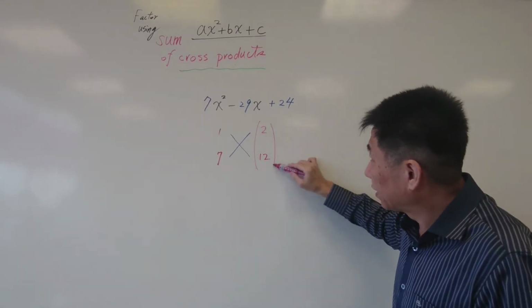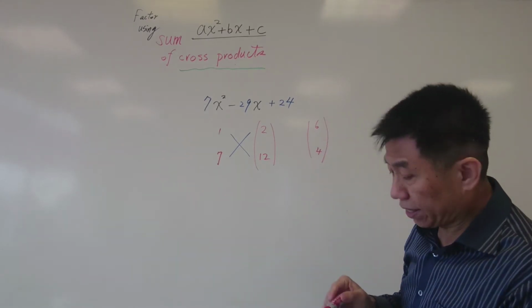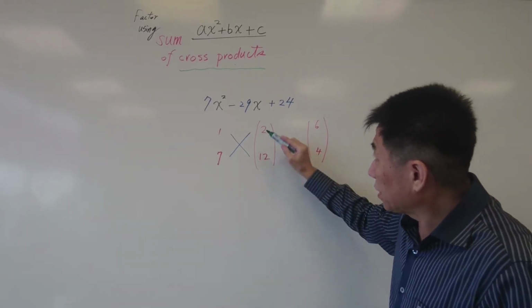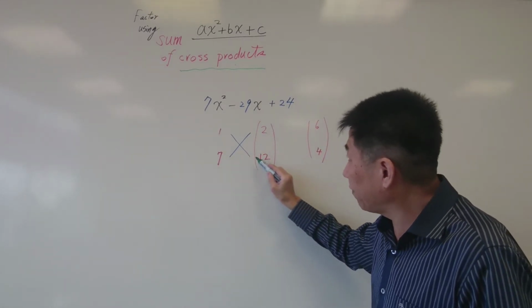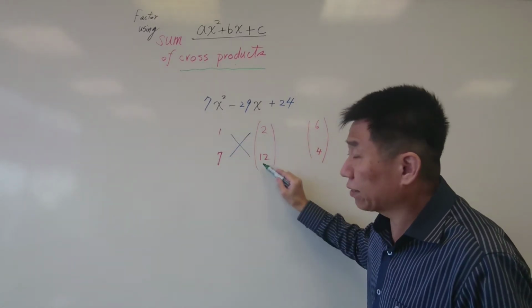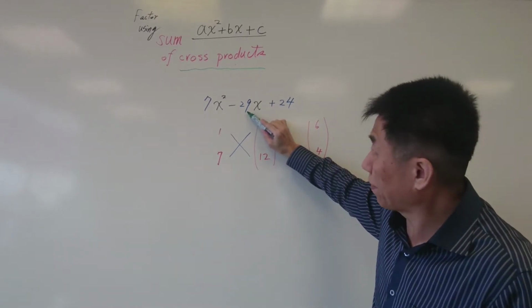Why not? Even 6 and 4, you don't give a try. I tell you why not. The reason is these two are even. Even times even is even. Even times even, even. Even plus even, it must be even. How in the heck could the middle one be odd?